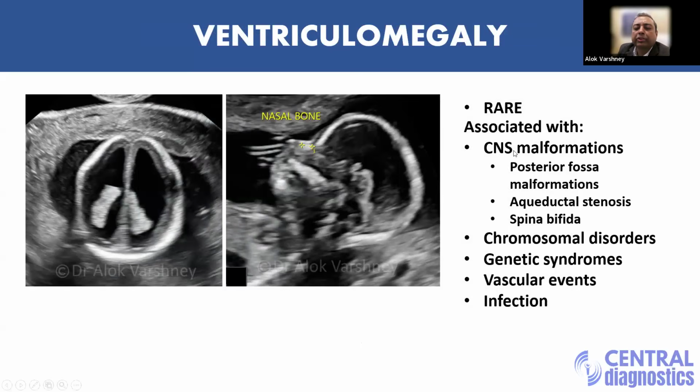And if we see ventriculomegaly, we have to look for posterior fossa malformations. Aqueduct stenosis, most of the time, will appear in the third trimester, but spina bifida is one of the causes of ventriculomegaly. And there can also be chromosomal disorders, genetic syndromes, vascular events, and infection, which can be causing ventriculomegaly.